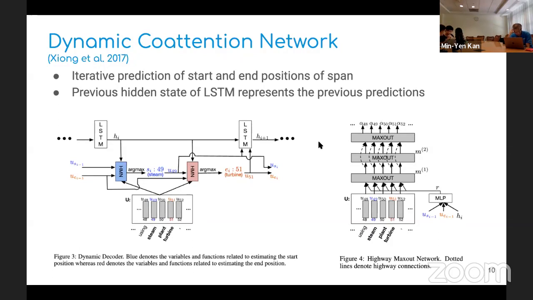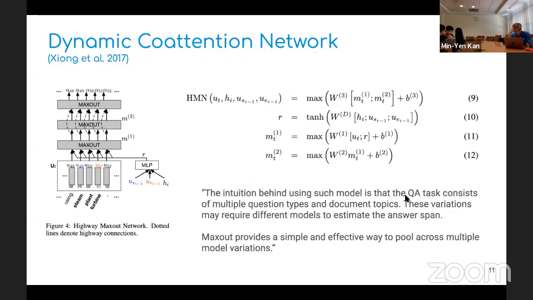I'm not exactly clear what it is. Do you want to discuss that? What is a highway maxout network? We can have a discussion on that because I'm not very clear how this thing works. Do you know what maxout is? Is it max pooling? It's not really. It's a little bit like a variant of a softmax. I forgot exactly what it does. Let's go check it out.